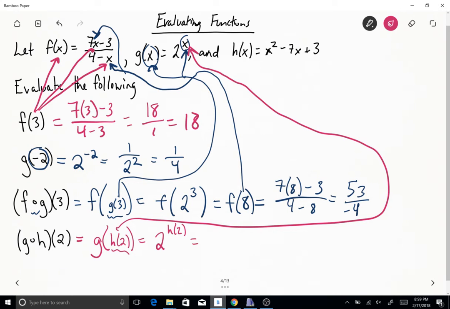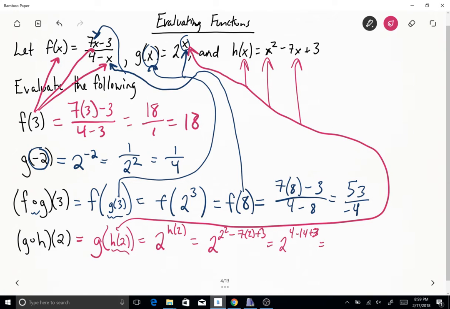Okay, but what's h of 2? Notice in h of 2, I have an x there, and an x there. So this becomes 2 squared minus 7 times 2 plus 3. And so that makes 4 minus 14 plus 3, so that's going to be, whoops, that's a 3. Do not let your eyes fool you.